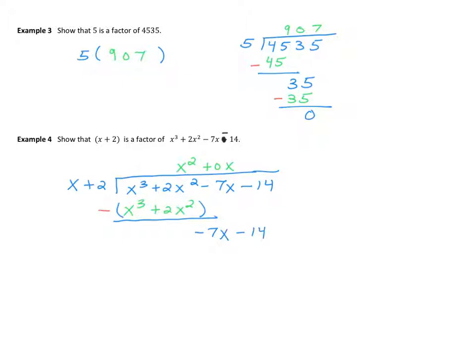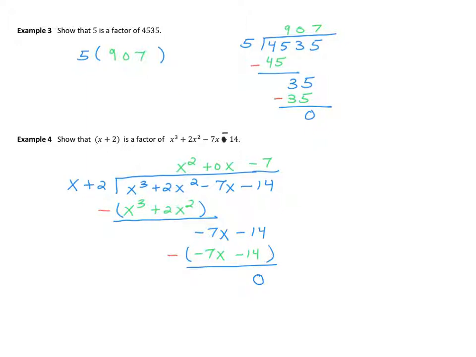So now that we're at our last place, the question is, okay, I want to cancel negative 7x, which means I have to multiply this by negative 7. We get negative 7 times x is our negative 7x. Negative 7 times positive 2 is negative 14. And when I subtract them, because they are identical, this really becomes a plus 7x and a plus 14. I have a remainder of 0.